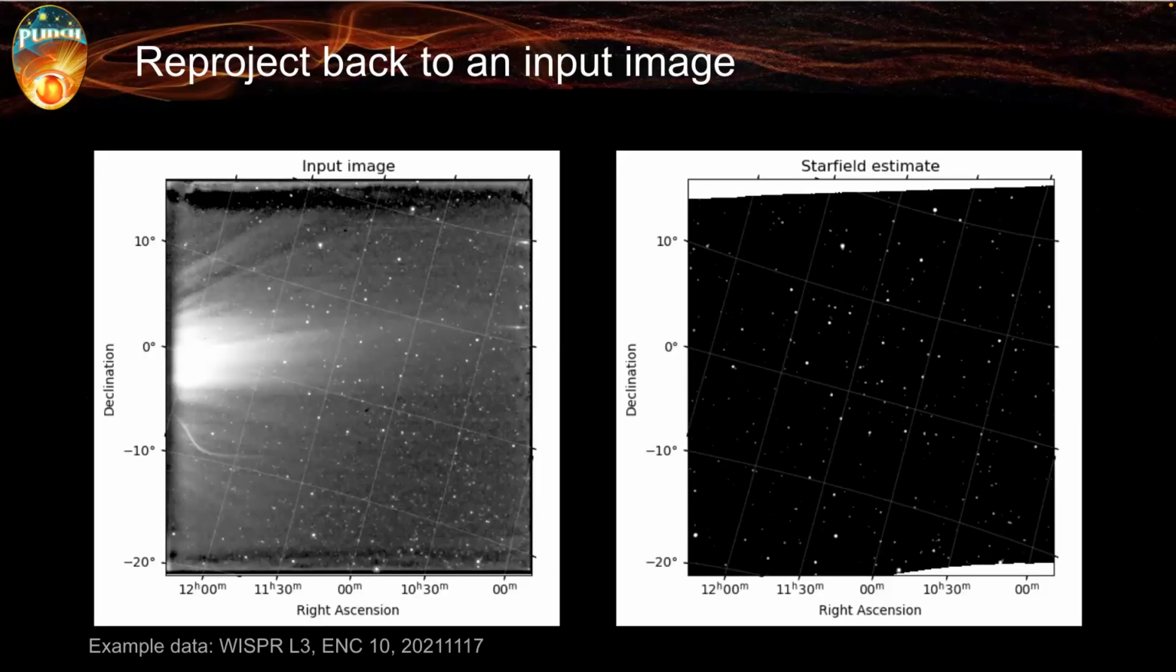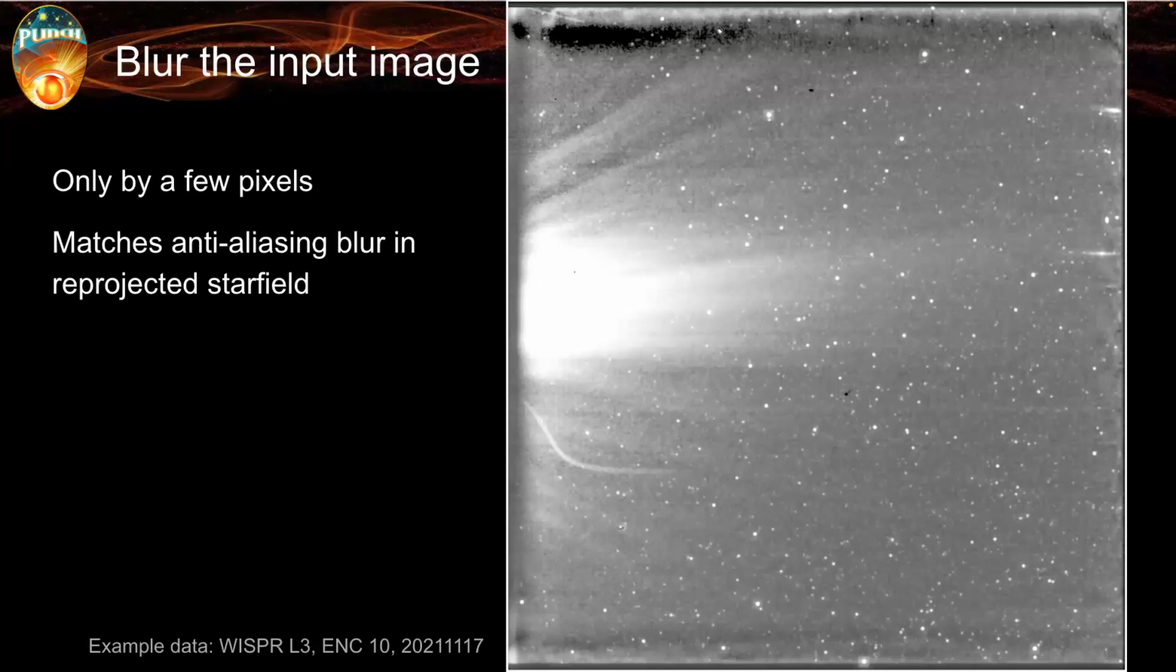So then once we have that star field estimate, we can reproject it back into the frame of each image that we want to do star field subtraction to. So here you see the star field estimate back into this frame. Before we do that subtraction, we need to blur the input image by just a few pixels.